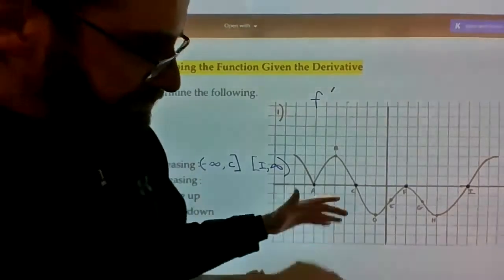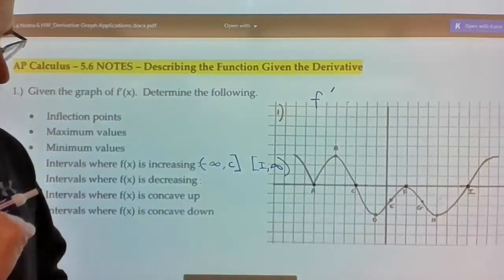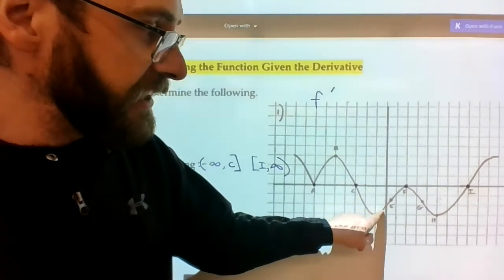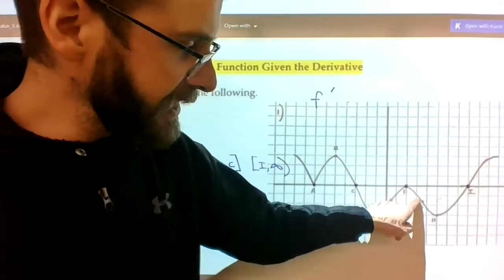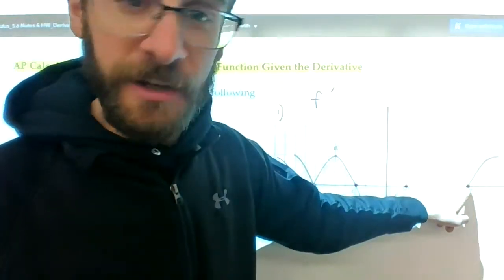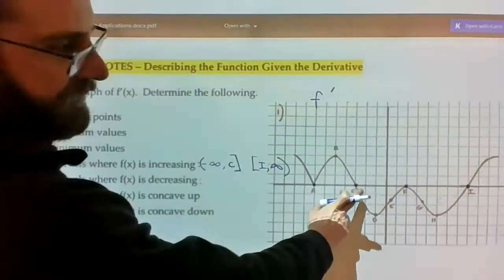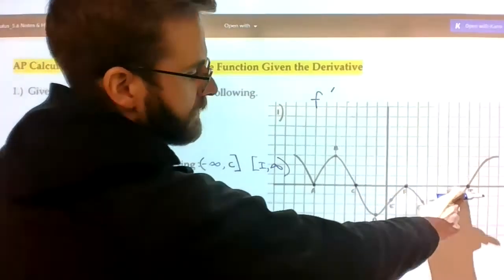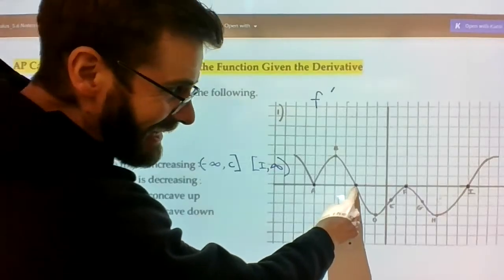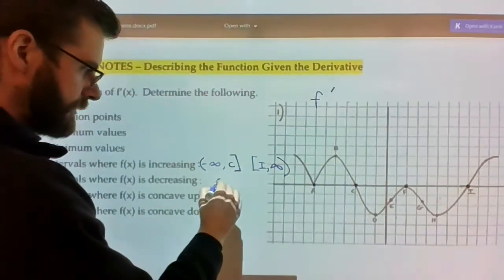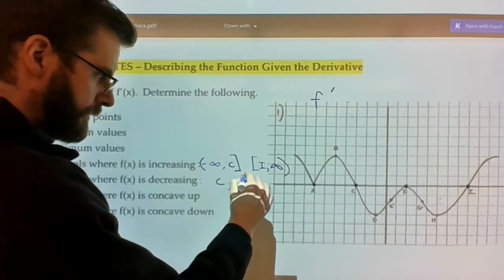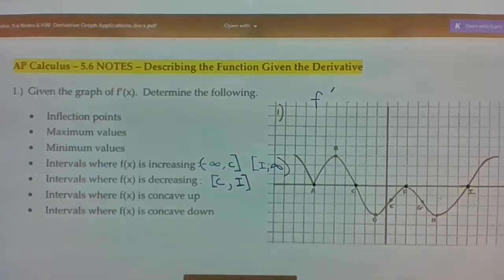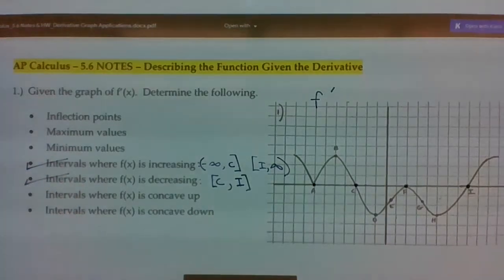Decreasing, it's just below the x-axis. So the function is decreasing along this entire stretch. Sorry if you didn't see that because of the brightness. So from C to I, the function is decreasing. All right, so we've checked those off the list.